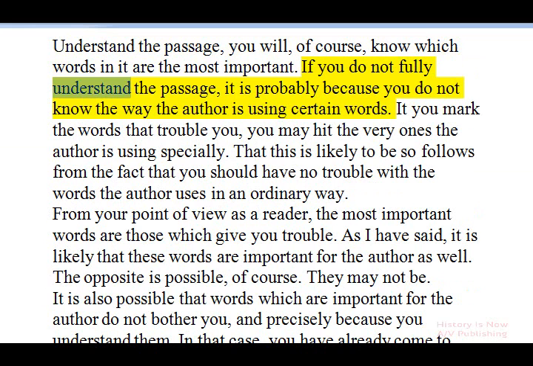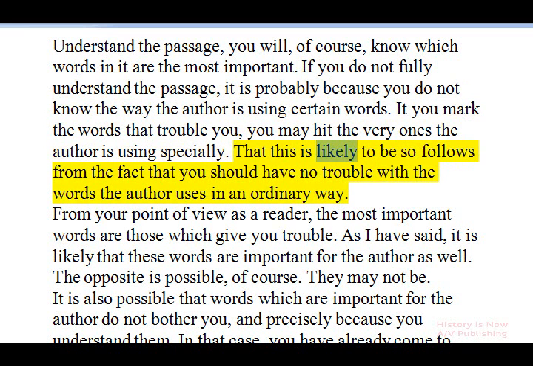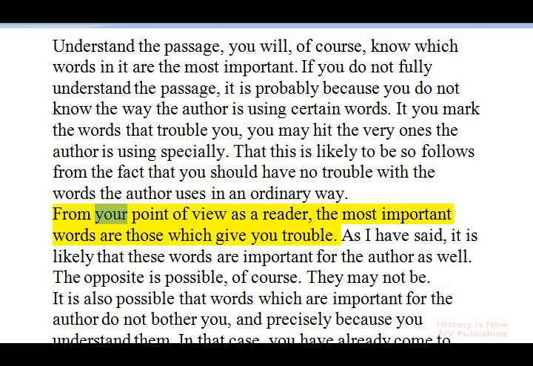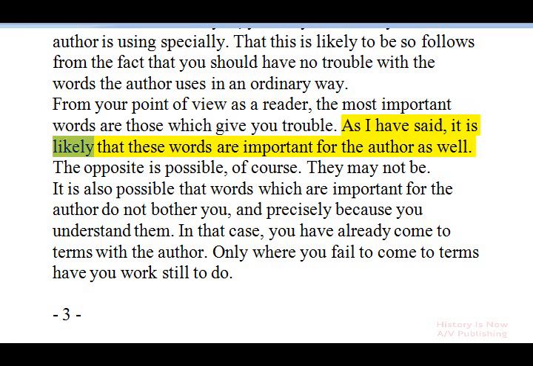If you do not fully understand the passage, it is probably because you do not know the way the author is using certain words. If you mark the words that trouble you, you may hit the very ones the author is using specially. That this is likely to be so follows from the fact that you should have no trouble with the words the author uses in an ordinary way. From your point of view as a reader, the most important words are those which give you trouble. As I have said, it is likely that these words are important for the author as well.